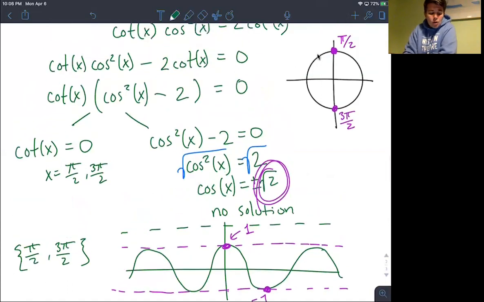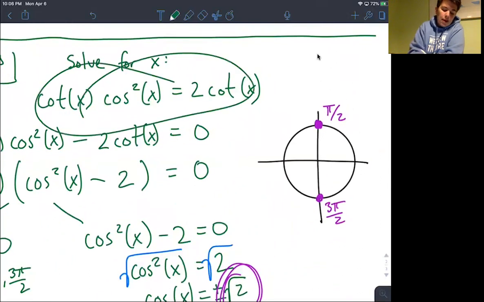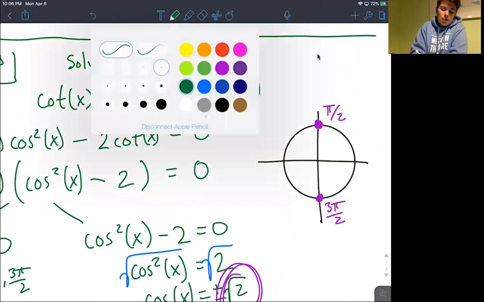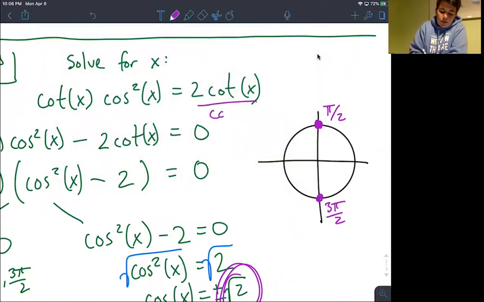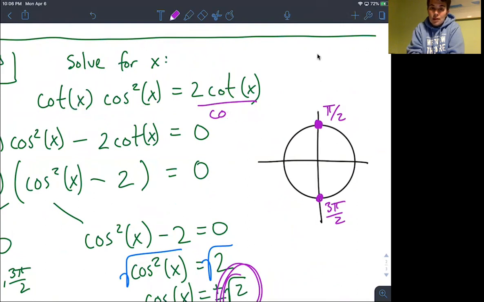Now, I want to go back up to the top of this because many of y'all probably saw this at the top and were just thinking to yourself, oh my gosh, this is so easy. Let me just divide both sides by cotangent, and then that'll cross off and I have cosine squared of x equals 2, right? We can't do that. I'm going to delete all that. We can't do it. It's no good.